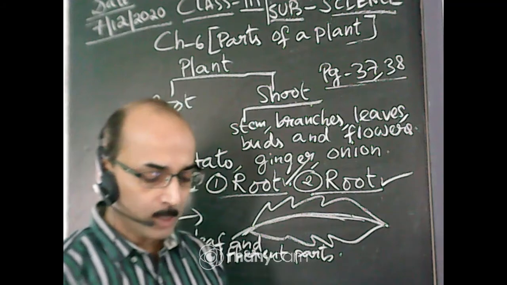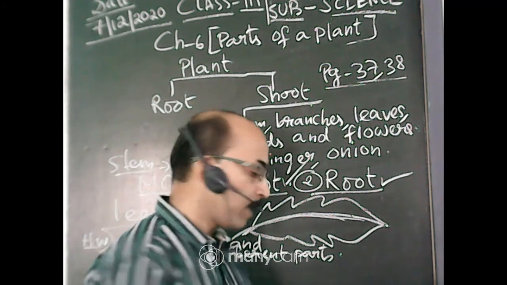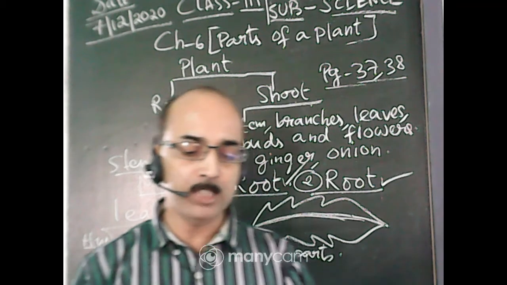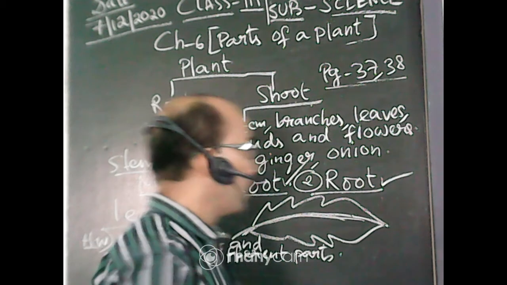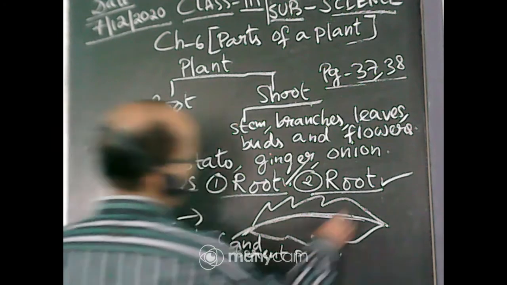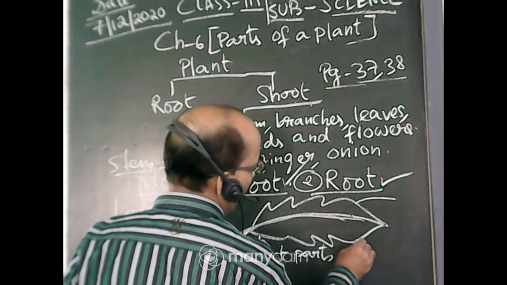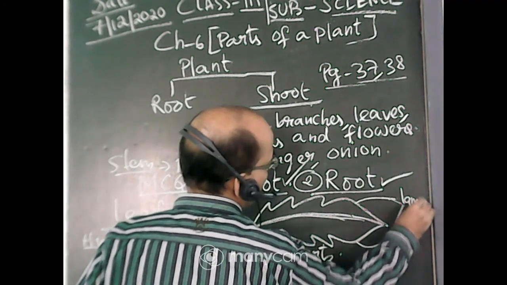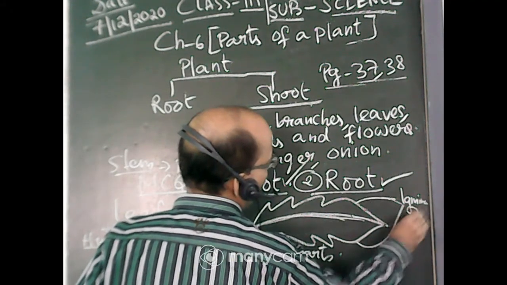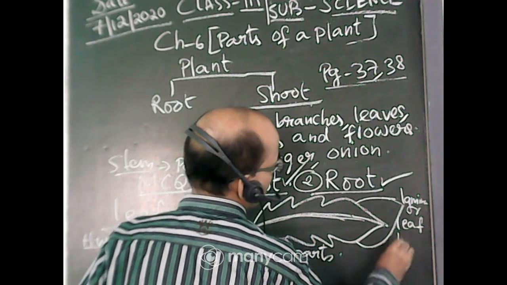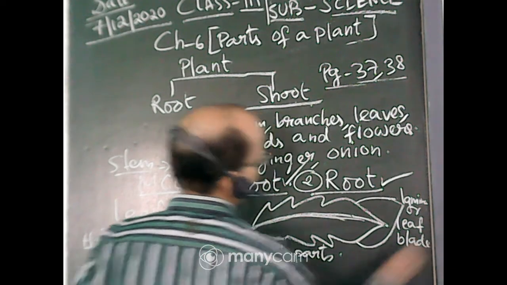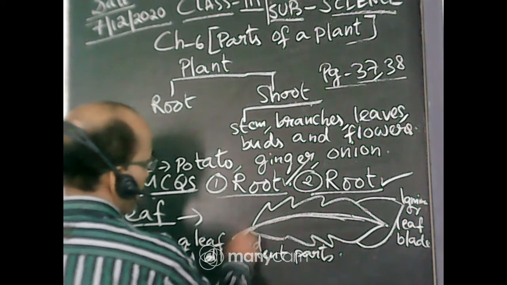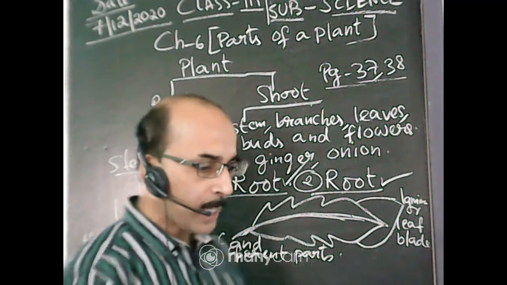Okay, so you will observe this one, a leaf. Number one, the broad and flat surface of a leaf is called the leaf blade or lamina. So the broad and flat surface, this one, is the lamina or leaf blade. The broad and the flat surface. Okay, then you can underline there.